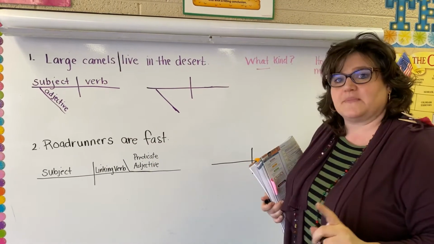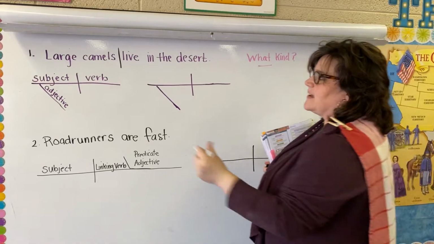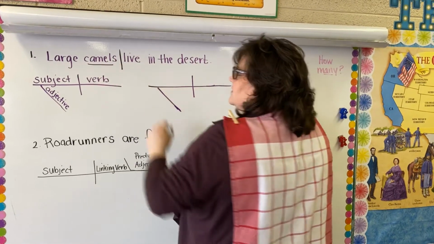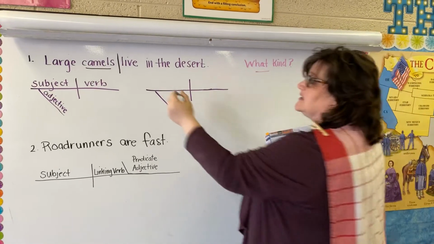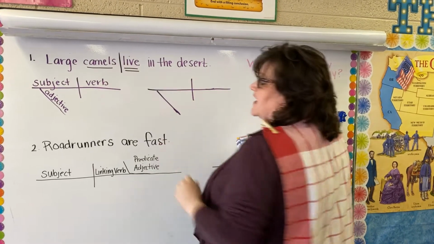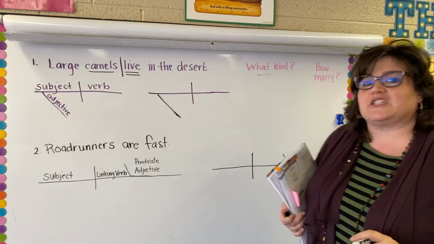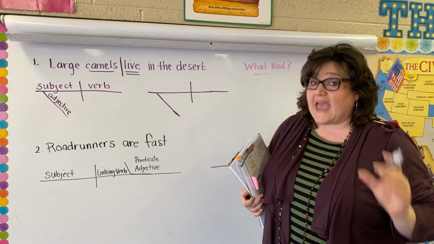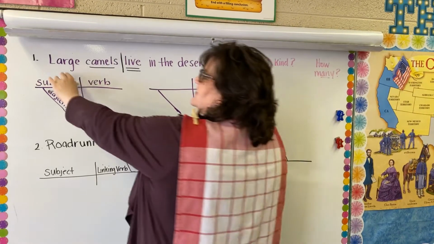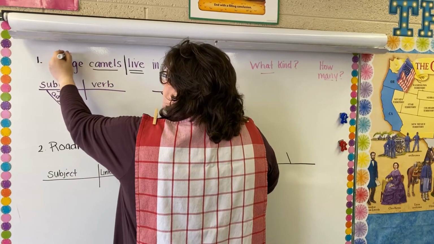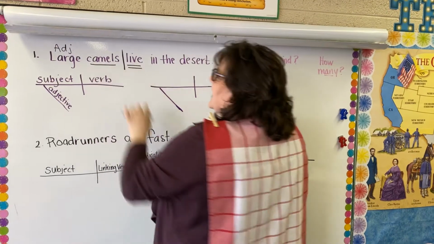What's our simple subject? Our simple subject is camels. What is the verb, or what do the camels do? The camels live. Well done. Is there a word that is describing a noun, or is there an adjective in this sentence? The adjective that I see is the word large, and it is describing camels.